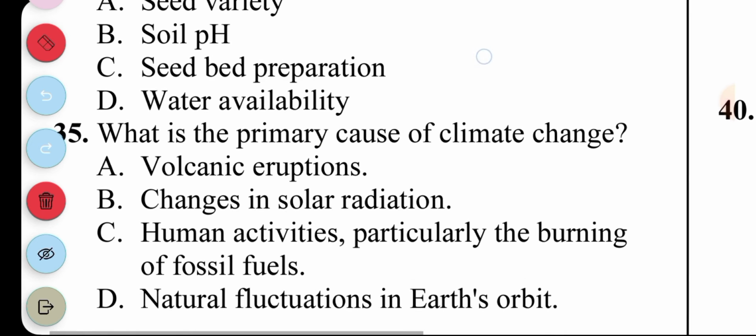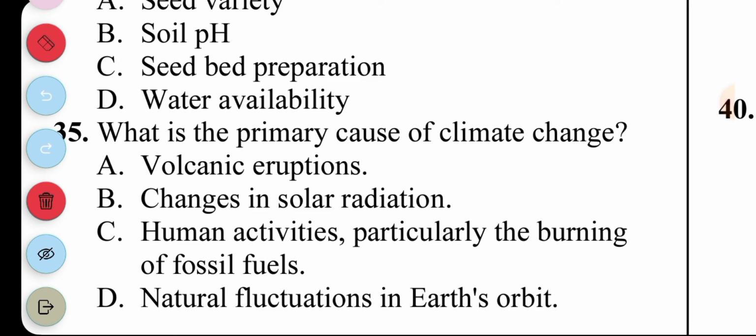35. What is the primary cause of climate change? A. Volcanic eruptions. B. Changes in solar radiation. C. Human activities, particularly the burning of fossil fuels. D. Natural fluctuations in Earth's orbit. The answer to question 35 is C. Human activities.